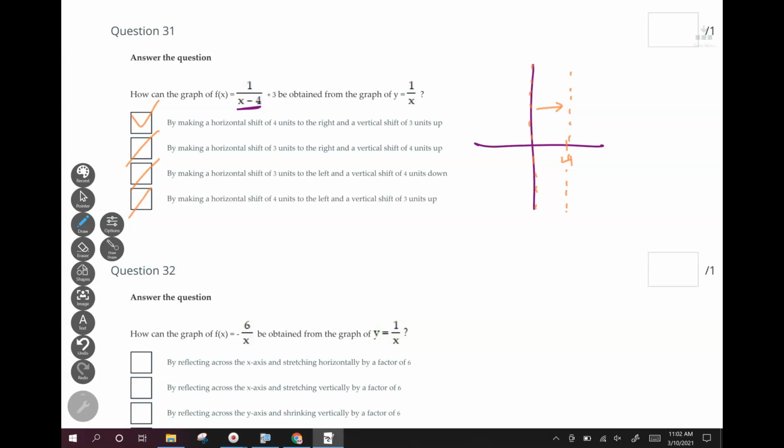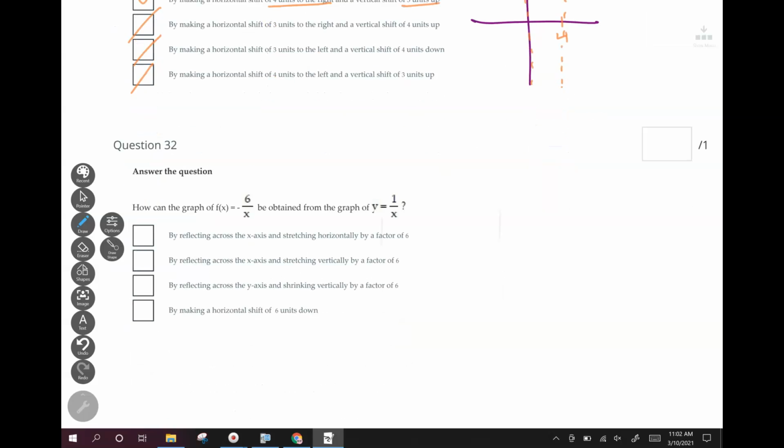Okay, and then the plus 3 at the back, sorry, that font is so small, is going to make your graph shift up 3. If it was minus, it would go down. It's plus, so it goes up. So it's going to make your graph shift up 3. All right, so that is the correct answer.